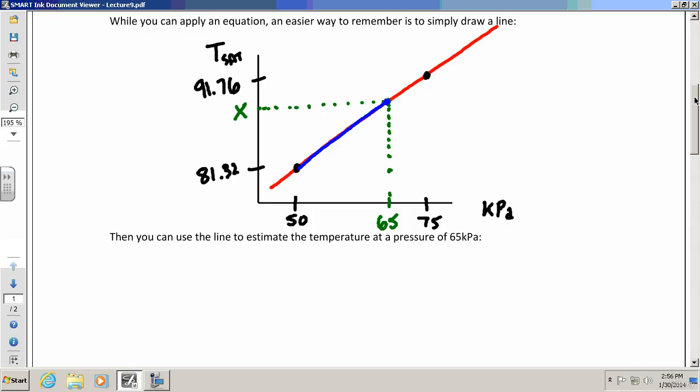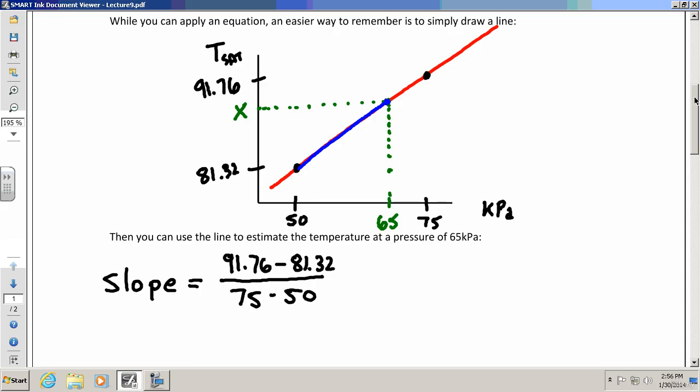Let's write out an equation that represents the slope of the red line. Okay, look at the red line. It goes between the 50 and the 75 kPa, right? So what's its rise? How much does it go up? Well, it goes up a value of 91.76 minus 81.32. That's how much it goes up, right? And then what's its run? Well, it goes over 75 minus 50, right? That's its rise divided by its run. That's its slope.